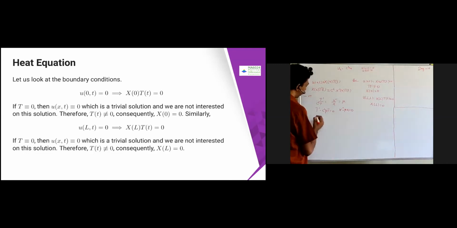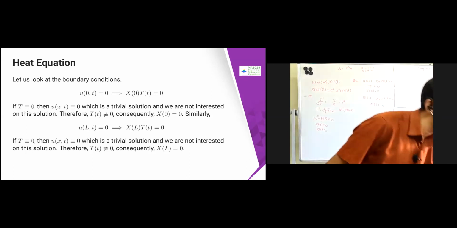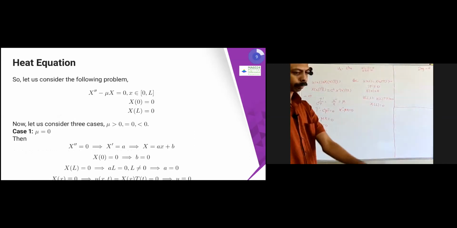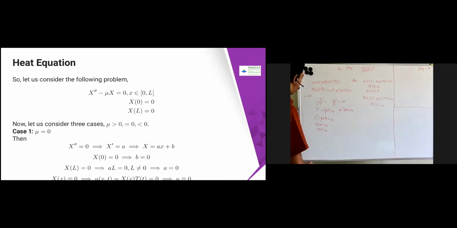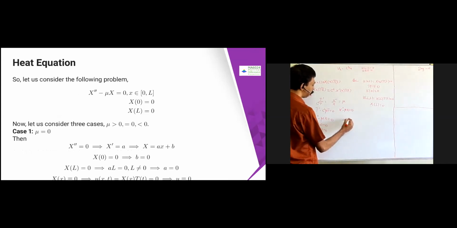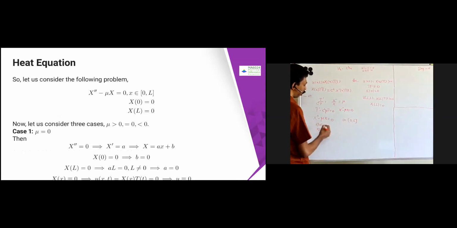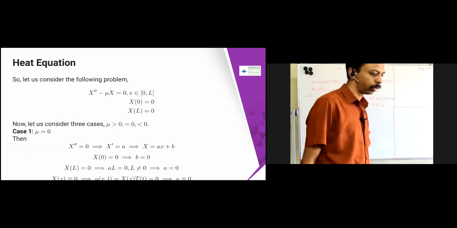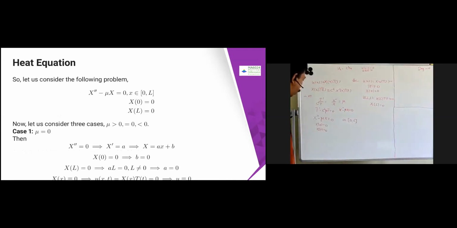So here what I have now is X double dash minus mu X equal to 0 on the open interval 0 comma L, with X of 0 equal to 0 and X of L equal to 0. Can we solve this problem as an ODE? It's easy, right? Let's come to that. Because I don't know mu, I have to take different cases of mu over here. We'll see that.